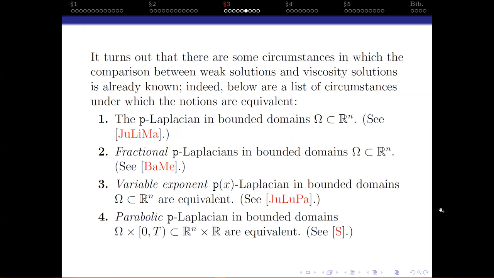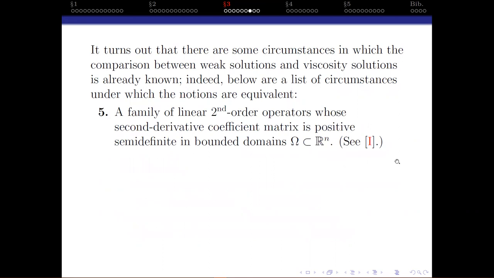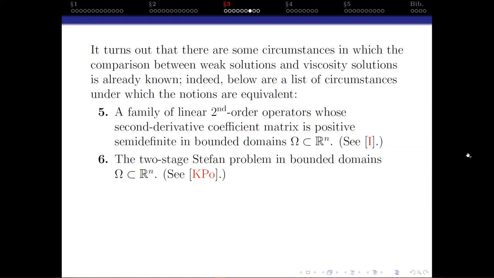So the p-Laplacian in bounded domains, that was proven by Lindqvist and Manfredi. Fractional p-Laplacians, that was proven by Barrios and Medina. That was actually just published this last year. I found it while doing research for this presentation. Variable exponent p-Laplacian, so that would be the p(x)-Laplacian in bounded domains, that is Juutinen, Lukkari, and Parviainen. Parabolic p-Laplacians, that was proven by Siltakoski. Hitoshi Ishii proves the equivalence for second-order operators of a certain form. We have two-phase Stefan problems in bounded domains and R^n, with equivalence between weak and viscosity. I don't know much about that problem, but it's another one that I found while doing research for the presentation.